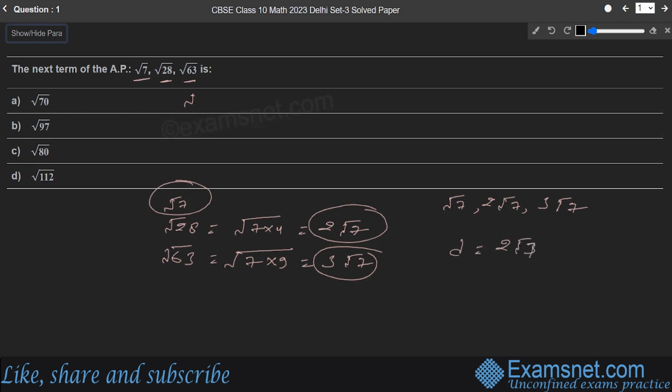So let us subtract 2 root 7 minus root 7. That gives us root 7 being common. That gives us 1 root 7 or just the root 7. So the D value is also root 7. A value is also root 7. The first term is also root 7.